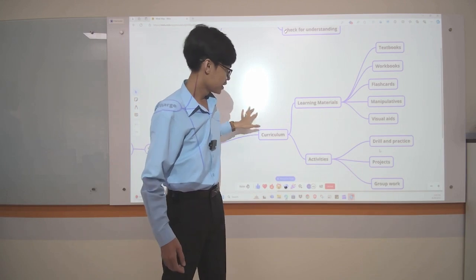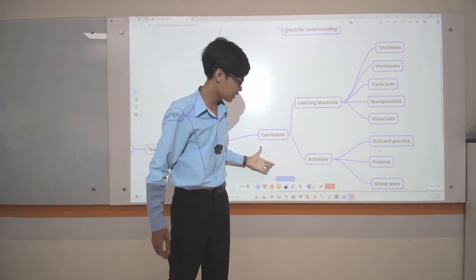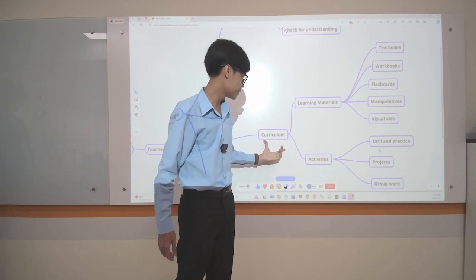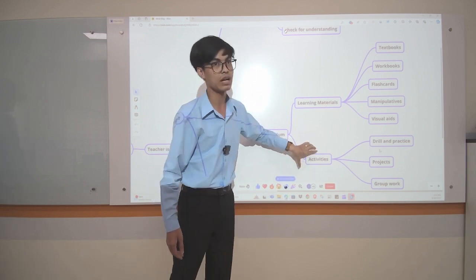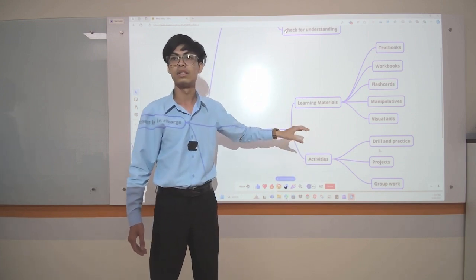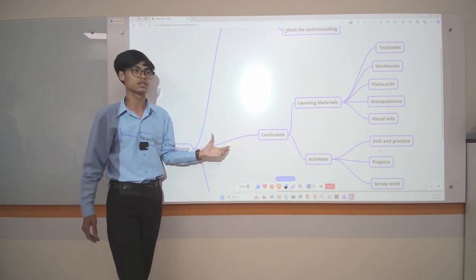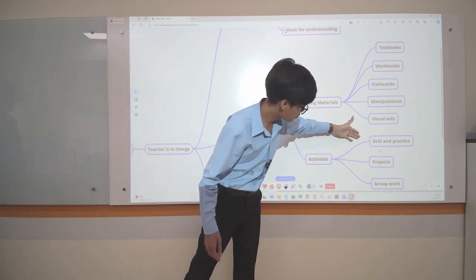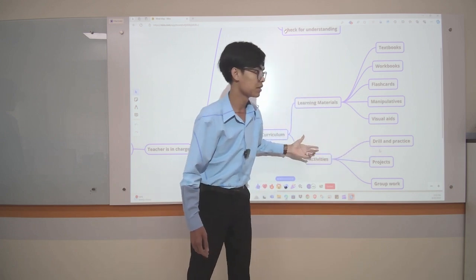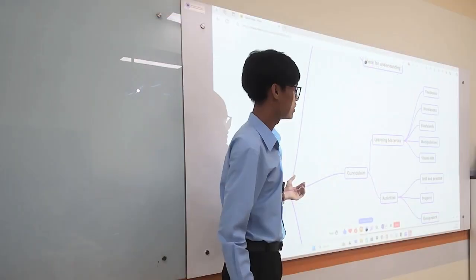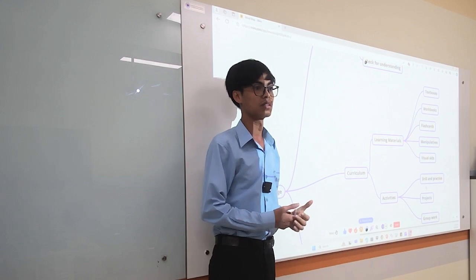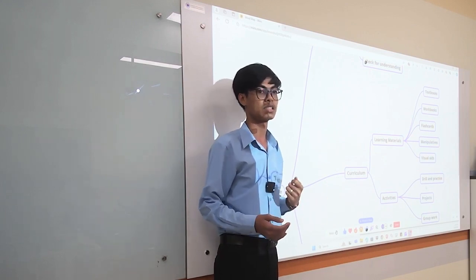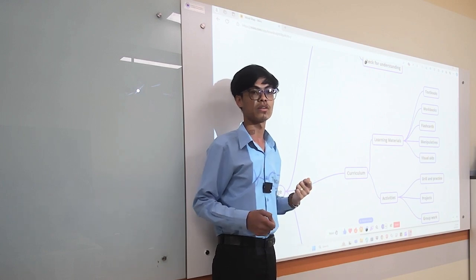And the next one is the main activity about the curriculum. The teacher must have a lot of activities to facilitate or control the class. The first one is drill and practice. To make sure everyone can practice the homework or their assignment, small or big, it depends on the time or the specific situation.